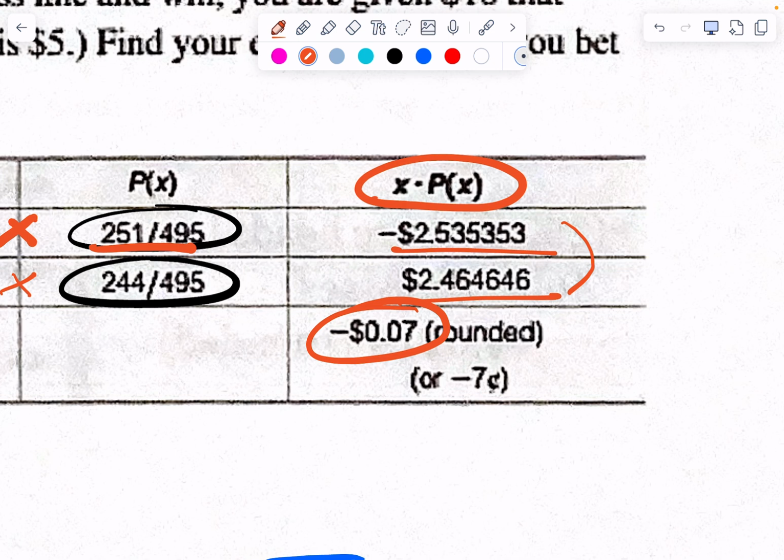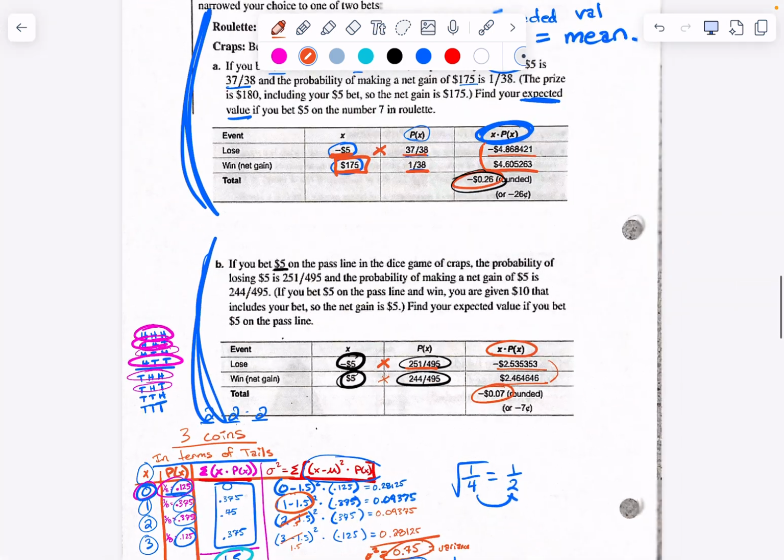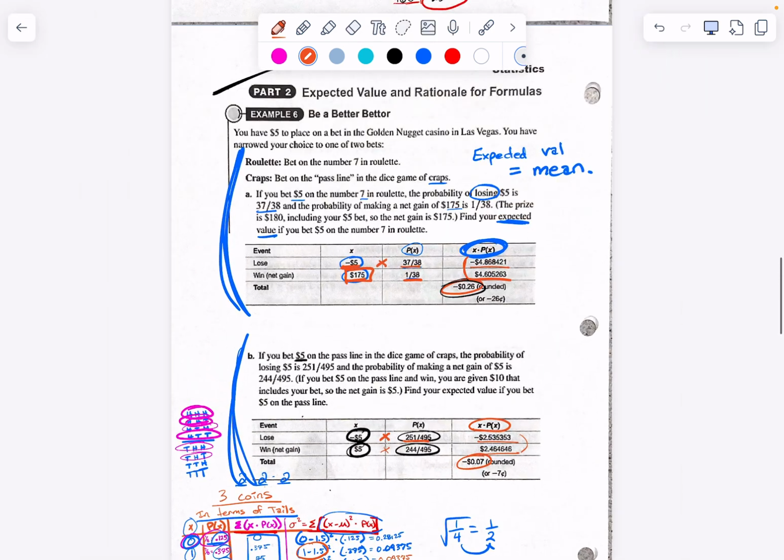Okay, so if you play 100 times, that means you're losing $7 before the end of the night. Does that make sense? That's not bad. That's not terrible. I mean, you've had some fun out of it, maybe. Or you could have been losing way more than 7. But averaged out, it should end up being somewhere close to $7 or 7 cents that you're losing each time, right? So, let's go back to the original problem.